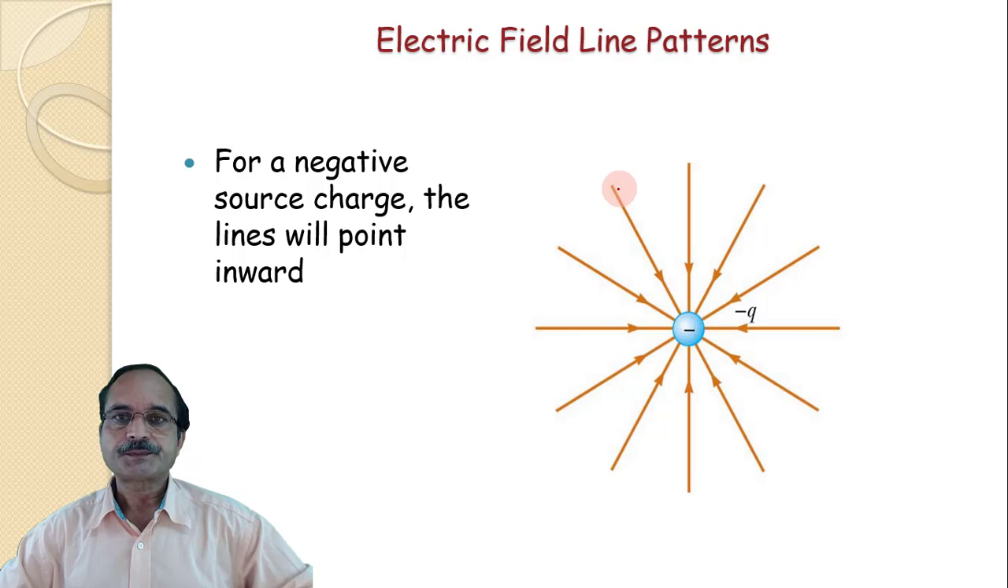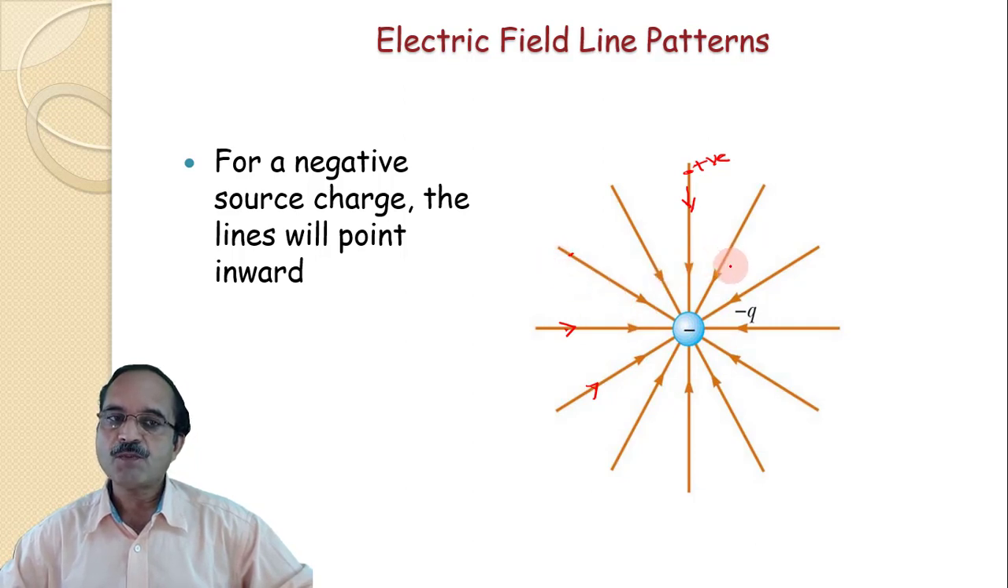In the same manner, let us assume there is a negative charge kept here. Since this is a negative charge, a positive test charge kept at some point, for example here, will experience attractive force because of this negative charge minus Q. In the same manner, if I keep any positive test charge at any point like this, it will experience an attractive force because of this charge minus Q. For a negative charge, the lines of force always point inwards.